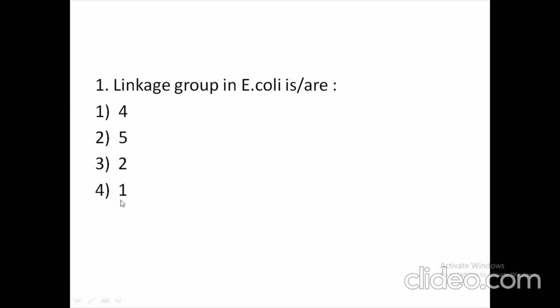Hence, the answer is 1 because all the genes are located on the same single circular DNA molecule. But in case of humans, what happens? The genes are located on chromosomes. Chromosomes are nothing but DNA plus histones and non-histone proteins. So in eukaryotes there are chromosomes, and on the chromosome genes are present. So if chromosomes are there, we consider that each pair of homologous chromosomes is a linkage group. It is not so in case of E. coli, so we can say the linkage group in E. coli is 1. If the question is asked like this, the linkage groups in human females are 23, and in human males 22. So like that you can answer.